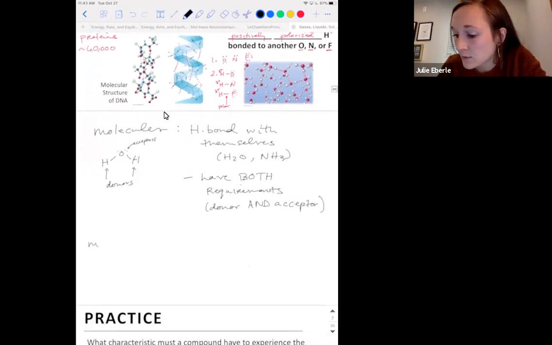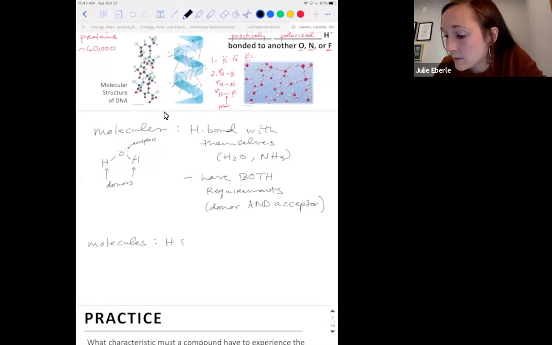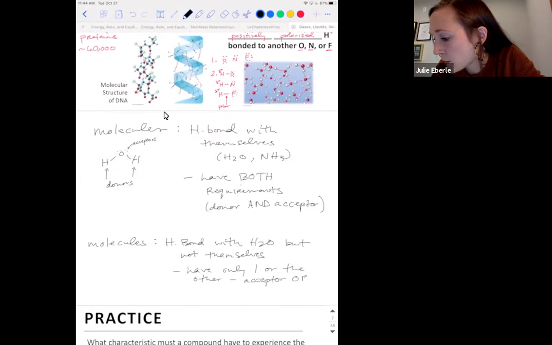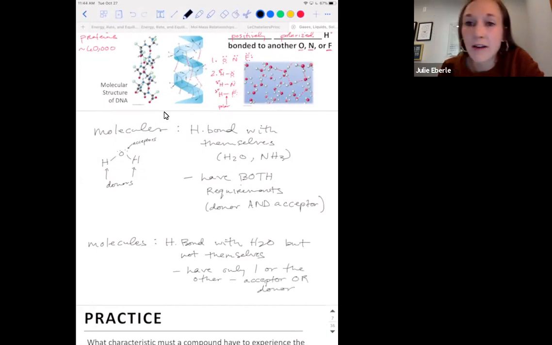So molecules that maybe can hydrogen bond with, for example, water, but not themselves. It's because they have only one or the other. What I mean by that is they have either an acceptor or a donor, but they don't have both.